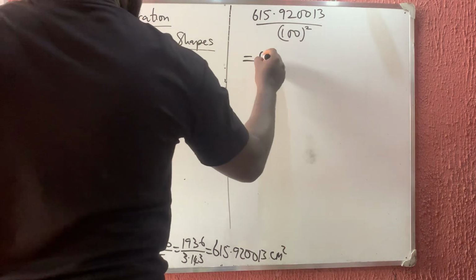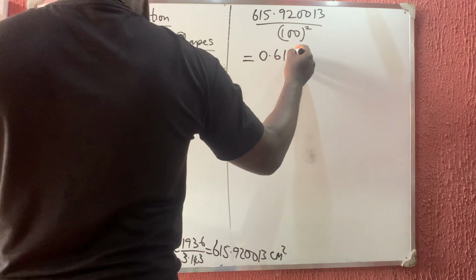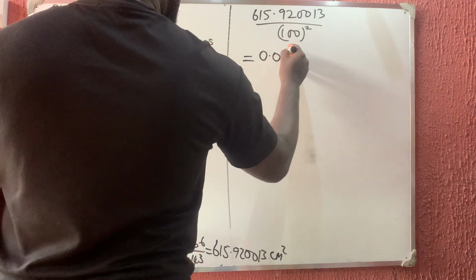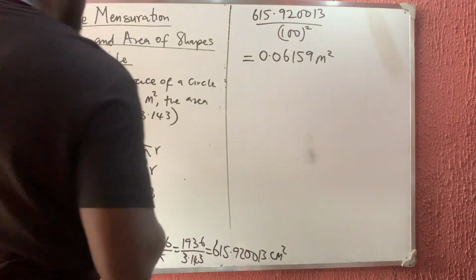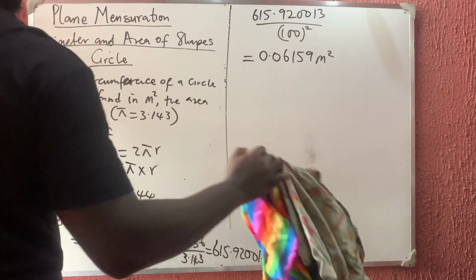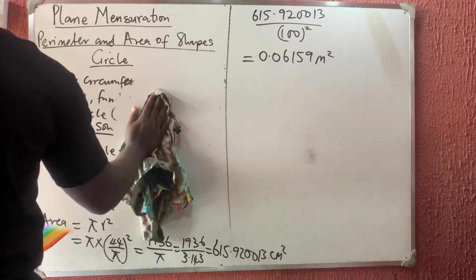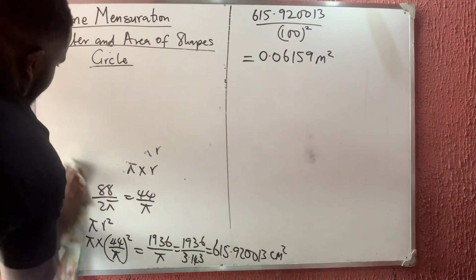I'm having 0.06159 in meter square. So that is that for that. We go to the next question.